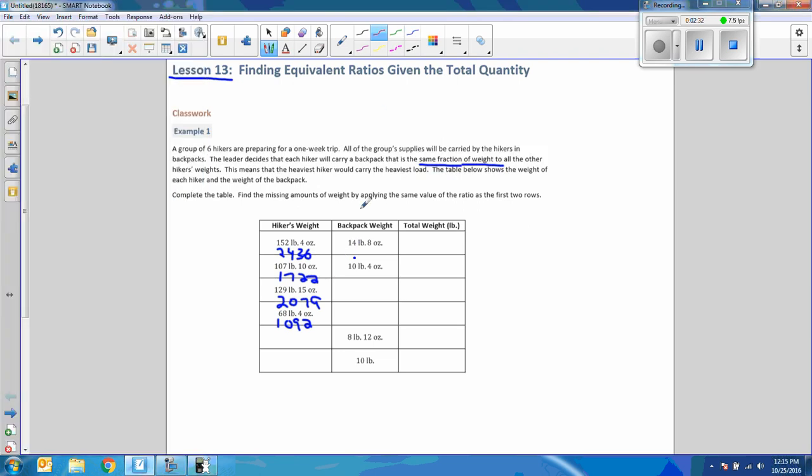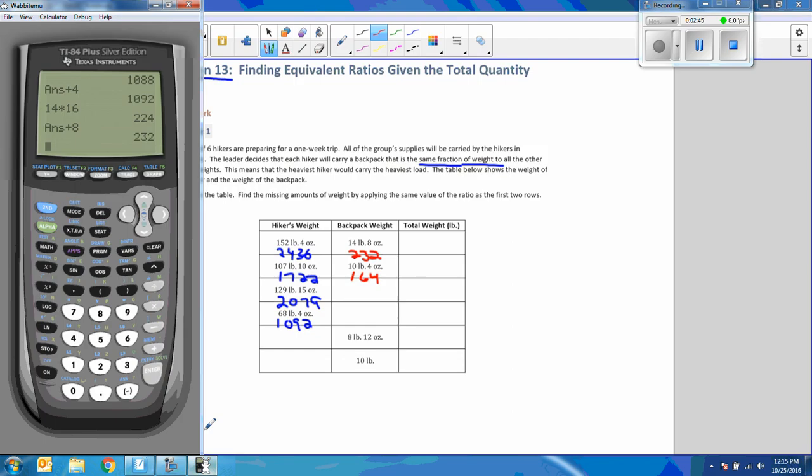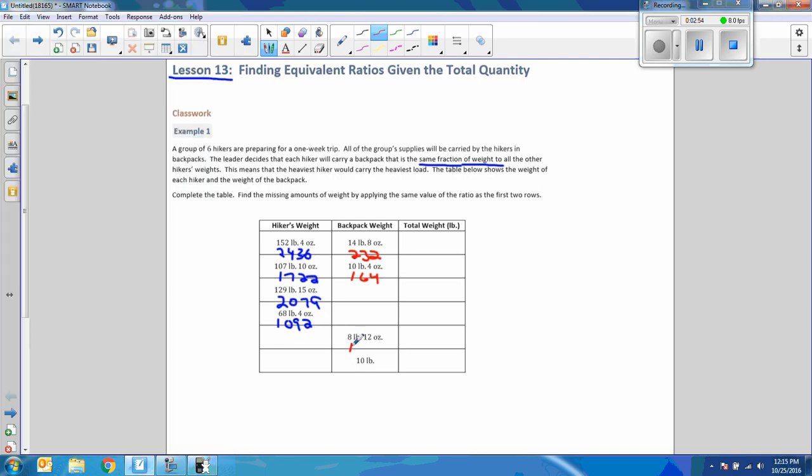Let me change colors for these. So this is going to be 232 ounces. 10 pounds is 160 ounces plus 4. I can do that one in my head. 164 ounces. 8 pounds times 16 plus 12 is 140 ounces, and 10 pounds is 160 ounces, 10 times 16. Alright, so I've converted everything into ounces.